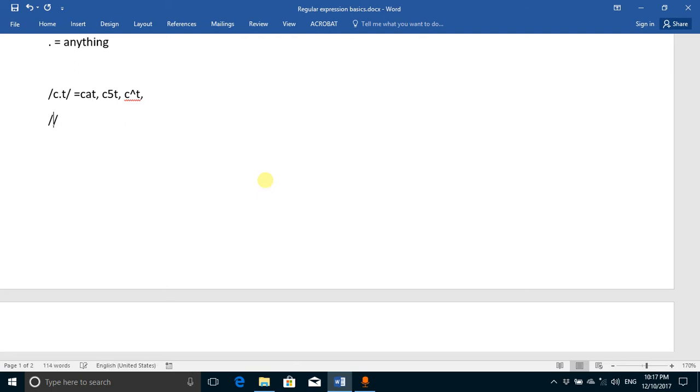And if the regular expression is C...T, it means you must write 3 letters between C and T, and these 3 letters may be anything. So if they say C, space, space, space, T, 3 spaces, that is right. And similarly C555T, that is correct. Similarly CABCT is also correct. So dot means anything.